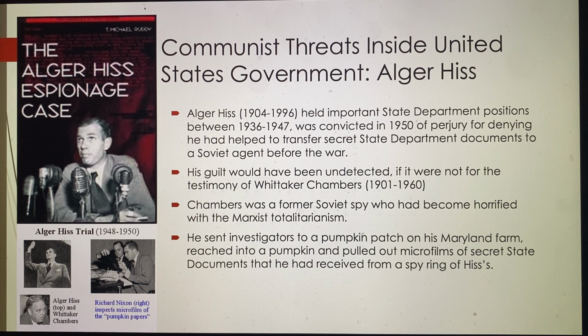So Chambers was a former Soviet spy who had become horrified with the Marxist totalitarians, basically looking at communism and thinking, this is horrific. And so he defected to the United States. And then he started revealing that we had communists in our government at high places, especially Alger Hiss.